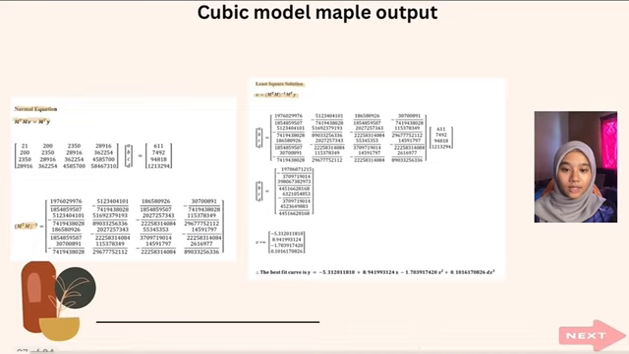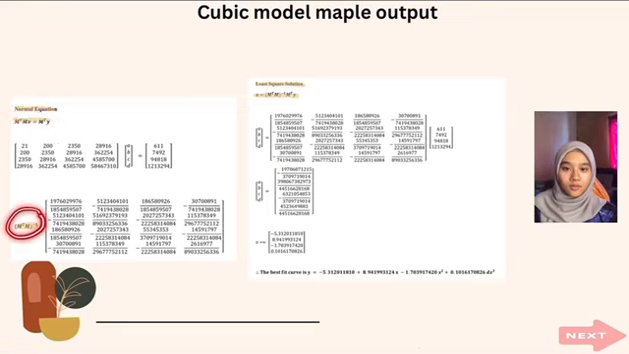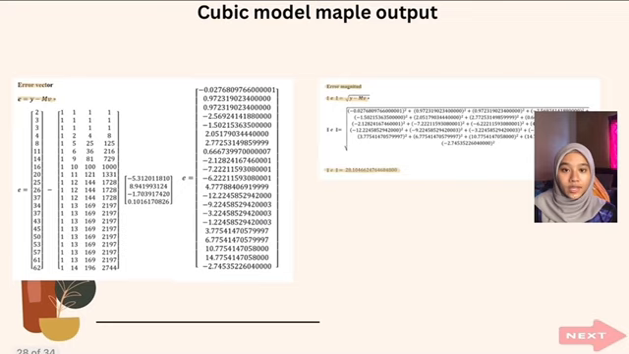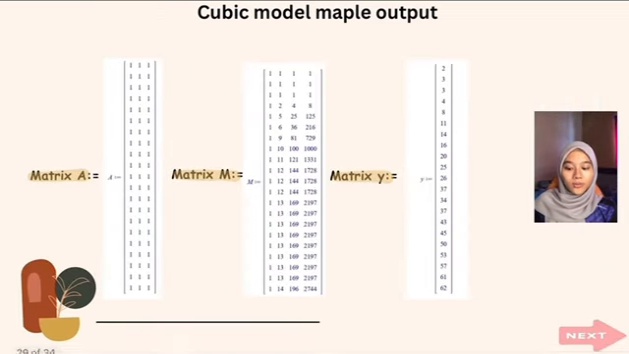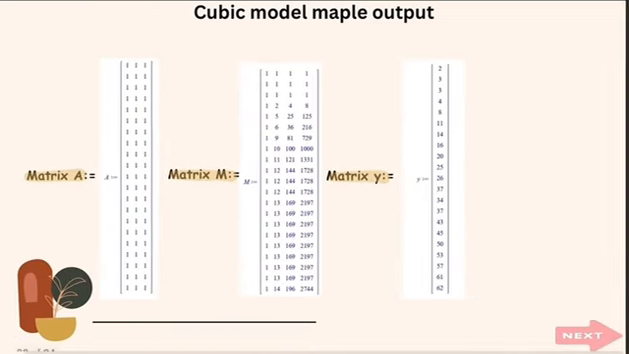The next one is we need to find the inverse of M transpose M, and we get a 4 by 4 matrix by inverting the matrix. As we substitute all the values into the formula, we can get the best fit curve. To find the error vector, we can use the formula y minus MV, and to calculate it, we need to find the MV first. And finally, we can get the magnitude of the error vector. So this is the example of the cubic model Maple output.